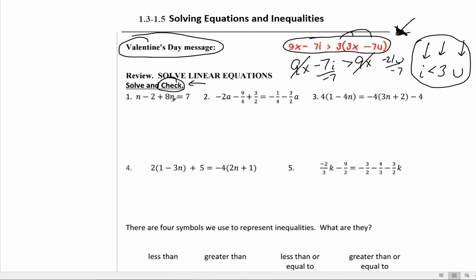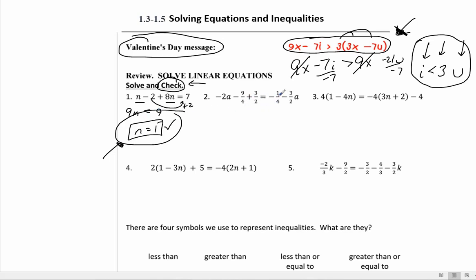Number one, n minus 2 plus 8n equals 7. I want to combine the n's there. I get 9n is equal to, bringing this over by adding 2, 9. n equals 1. I'm going to plug it back in. 1 minus 2 is negative 1 plus 8 is 7. So this does work. What a novel concept. We can always check our answers. We should never get a wrong answer in this classroom because we can check everything.